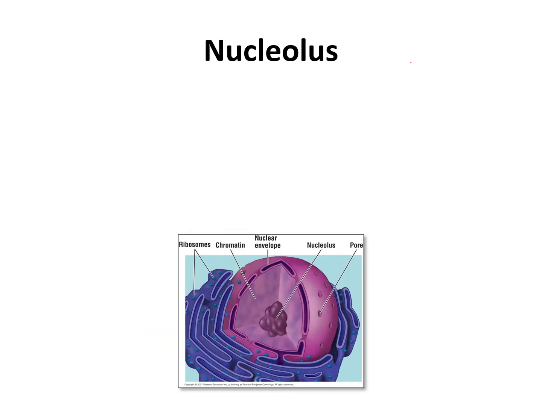Another structure that you will see in eukaryotic cells is the nucleolus. And the nucleolus is inside the nucleus. So the nucleolus is this darker staining area inside the nucleus.